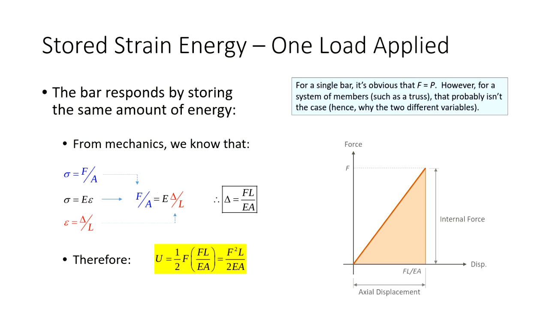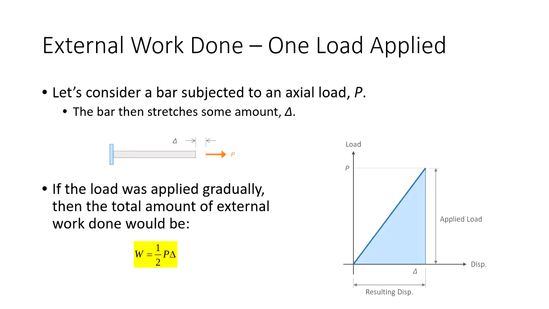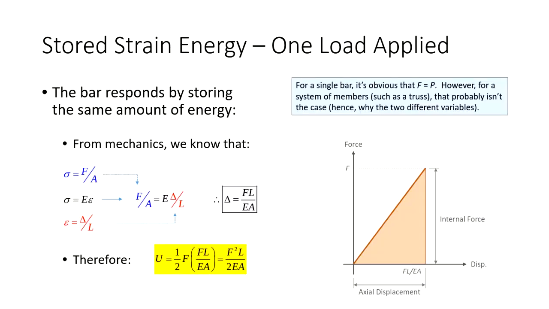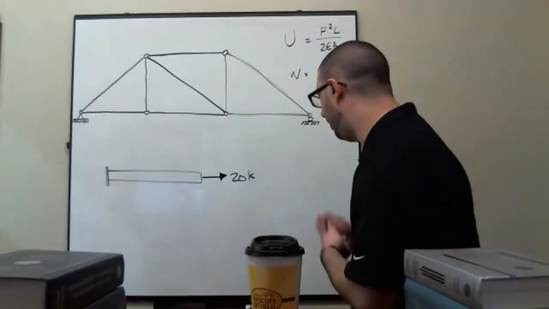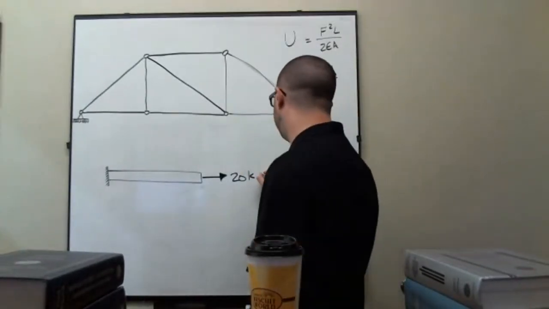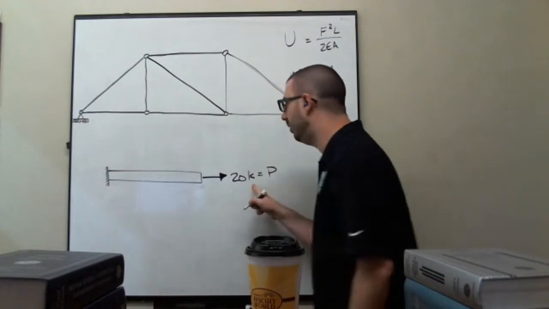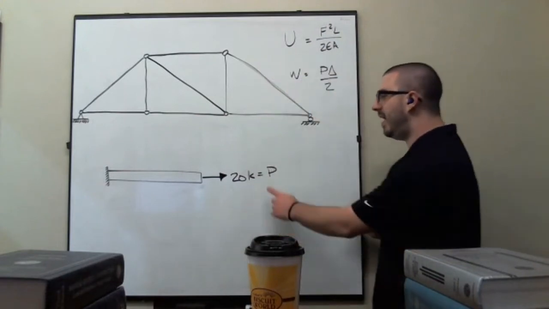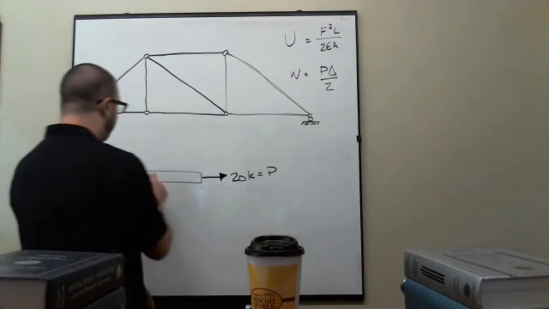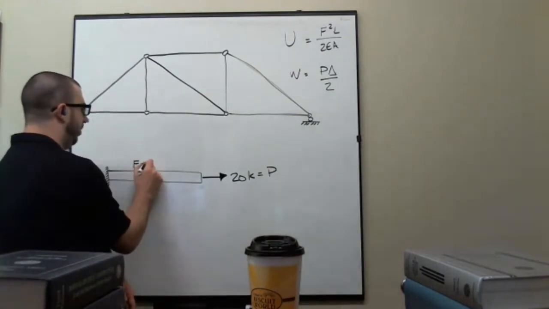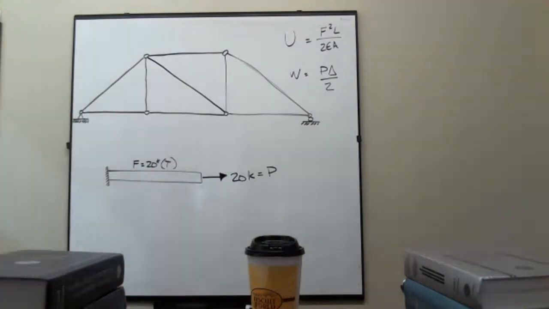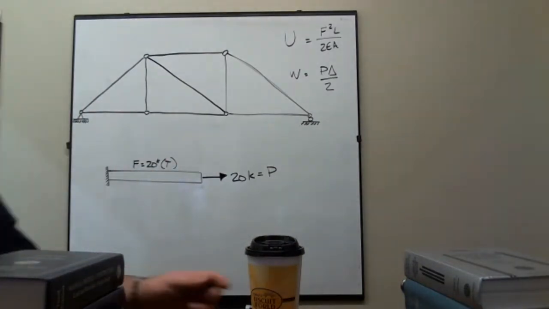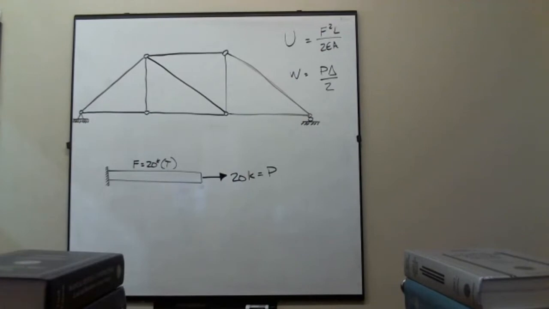Mike, why are you using P on this slide? Because you applied some load P. And why are you using F on this slide? I'll explain why. If I have a bar here and I put 20 kips on that bar, it's pretty simple that the bar responds with 20 kips in tension. So the F and the P are the same. That's easy. I don't think that's under any degree of debate.